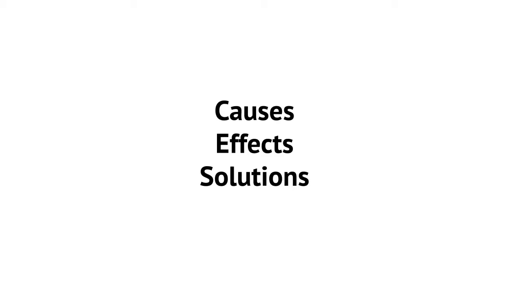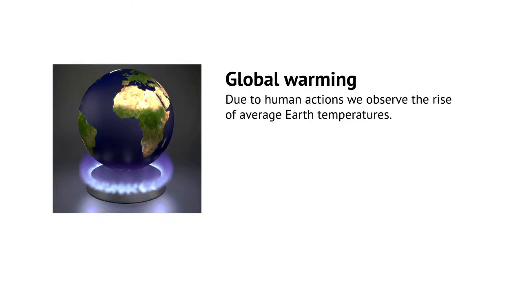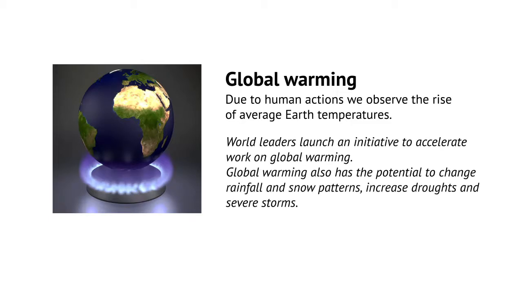Let's talk about causes, effects, and solutions of environmental challenges using advanced IELTS vocabulary. Let's begin with the most talked about environmental issue today, global warming. What is global warming? Due to human actions, we observe the rise of average Earth temperatures. It may sound like a nice shift for people living in Russia and Canada, but such climate change triggers some serious negative consequences. Example: world leaders launch an initiative to accelerate work on global warming.